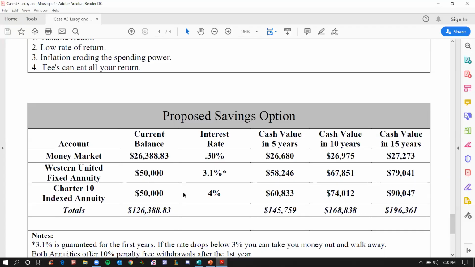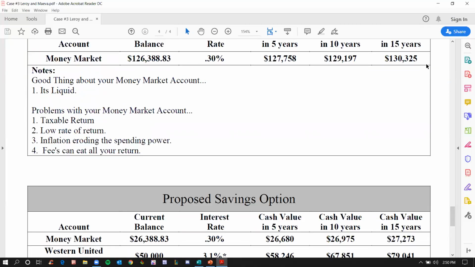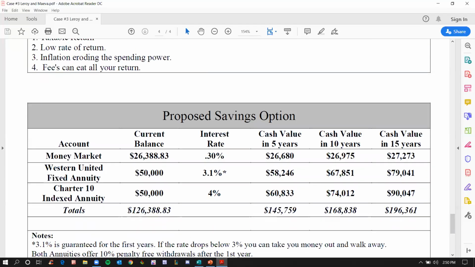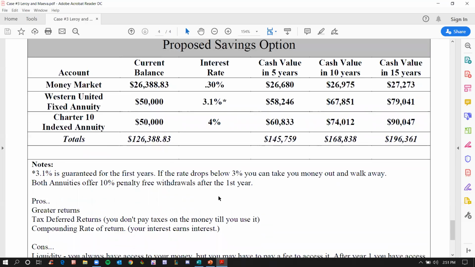So overall, the same 126,000 you have in your money market now will grow to 130,000. We're going to help you grow it to 196,000. Which plan makes more sense to you? And then we go through the notes. 3.1% guaranteed the first year. If the rate drops below 3, you take your money out and walk away. It has a bailout feature. It's wonderful.